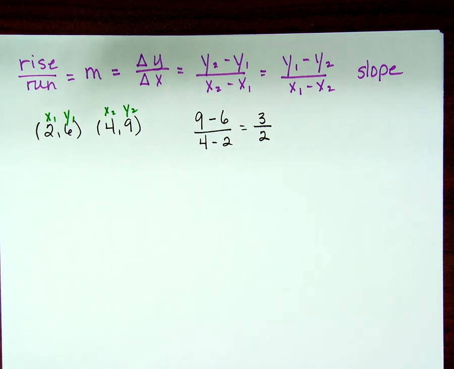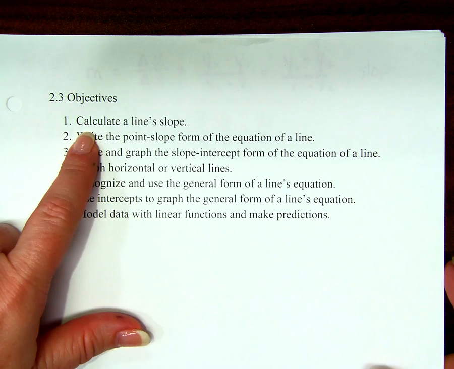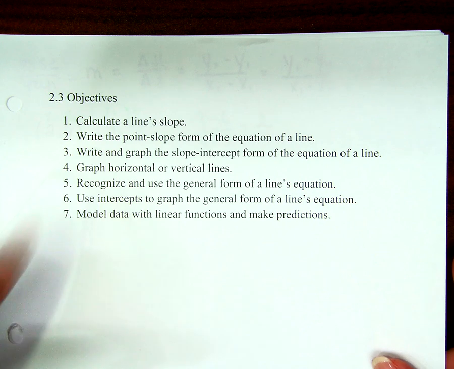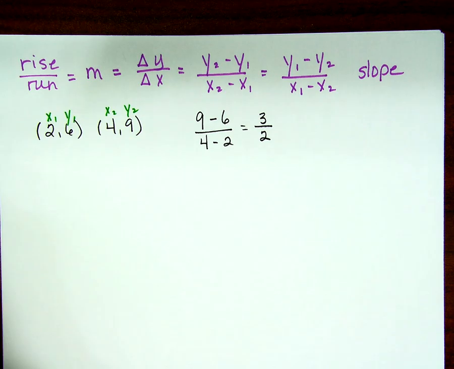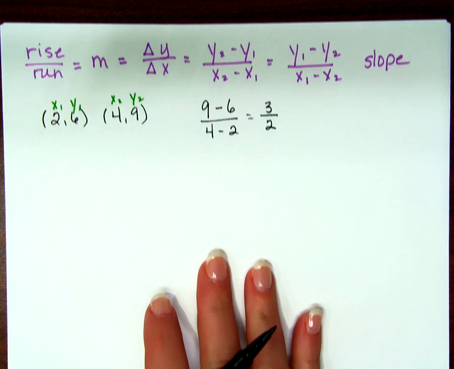Do I need to do a bunch more examples? Okay, no, we're good. Please don't. Okay, excellent. So that's our first objective, calculate a line slope. Okay. Write the point slope form of the equation of a line. Let's just go with these 2 points. We're already here talking about them.